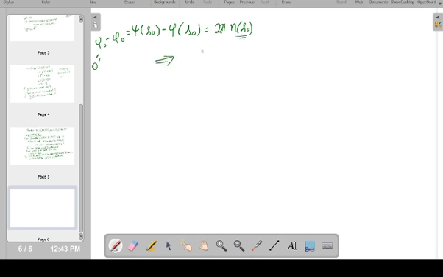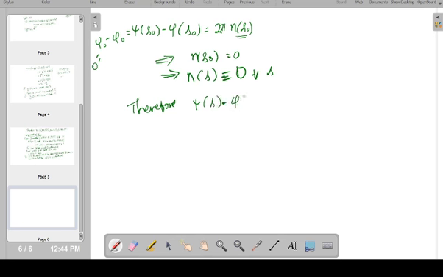This implies that n of s0 must be equal to 0, but n is a constant function. So this means that n of s is identically equal to 0 for all s, and therefore psi of s minus phi of s is 2 pi into 0. It is 0 for all s. This means that psi of s is equal to phi of s for all s. So this is precisely uniqueness. So we have proved the existence and uniqueness of phi. Thank you.